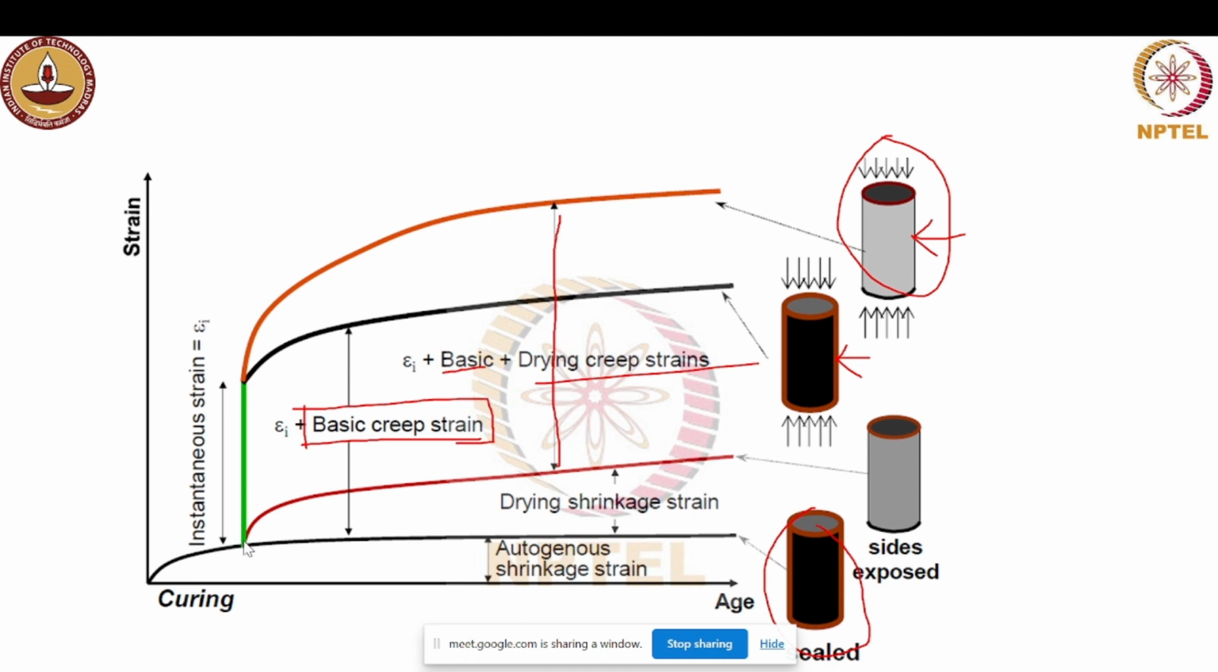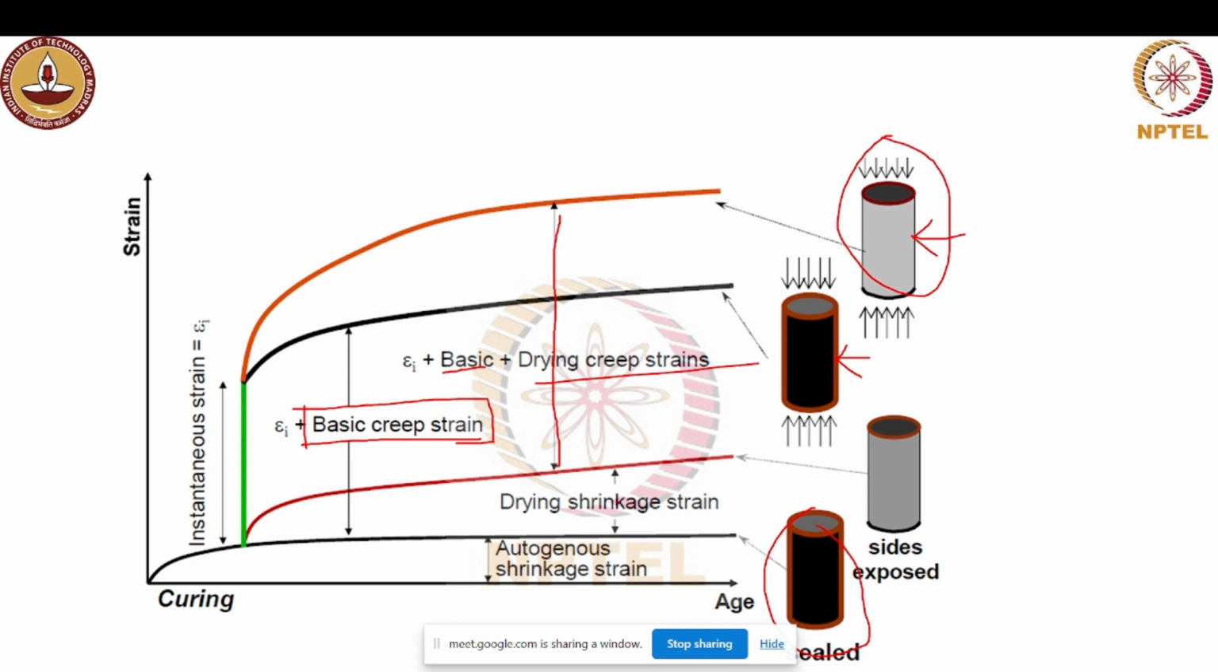So when we load our concrete, instantaneous strain will be there, and after instantaneous strain, the same procedure is followed. When we are exposing the top and bottom surface, the creep is almost constant, the strain is almost constant, so it is called basic creep. But when we are exposing the side surface, the more the surface area, the more the water loss, and the more the shrinkage strain. Sorry, creep strain. So this graph is clear to everyone, right?